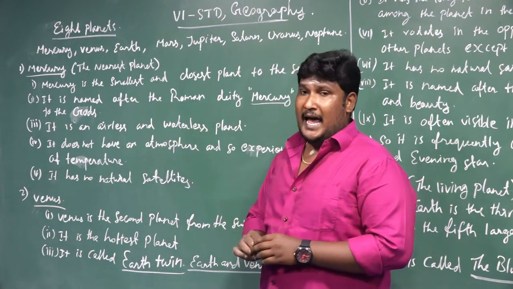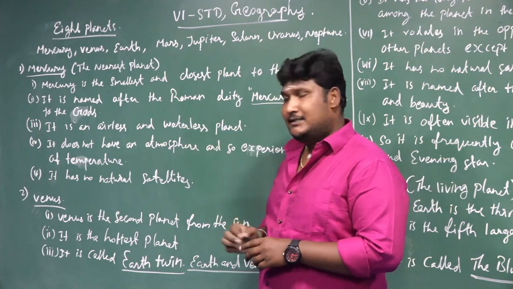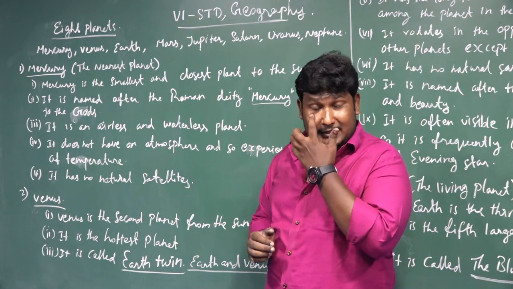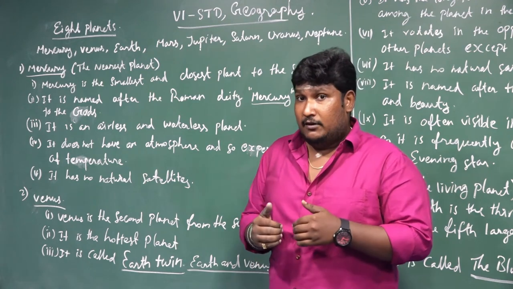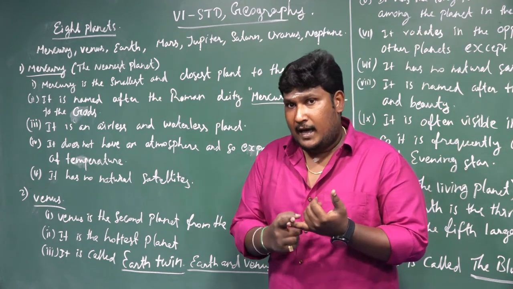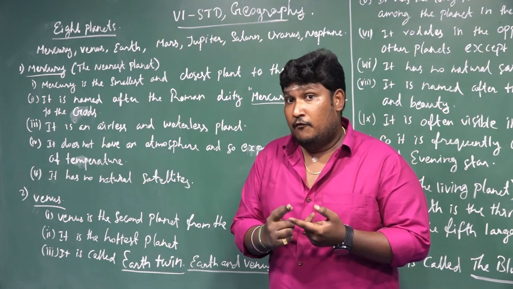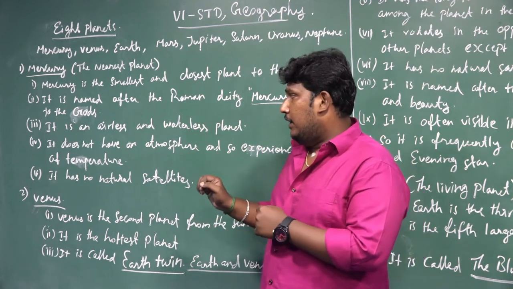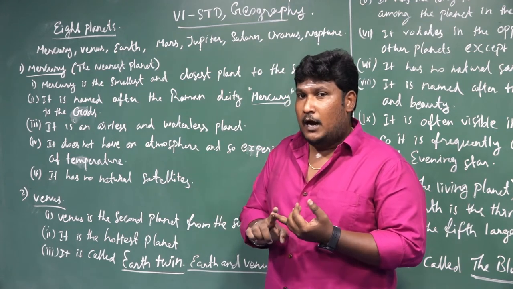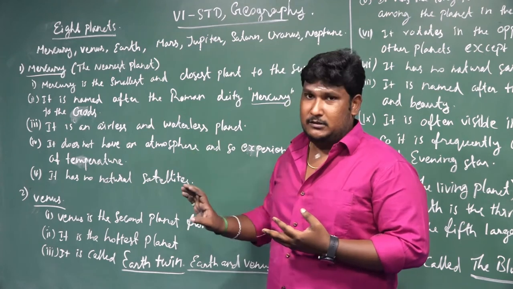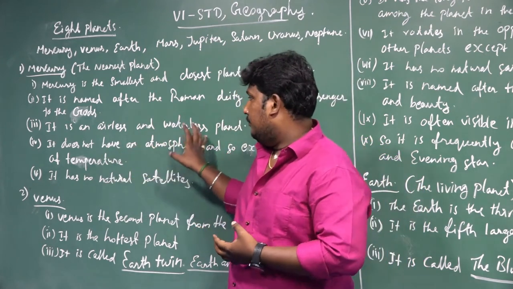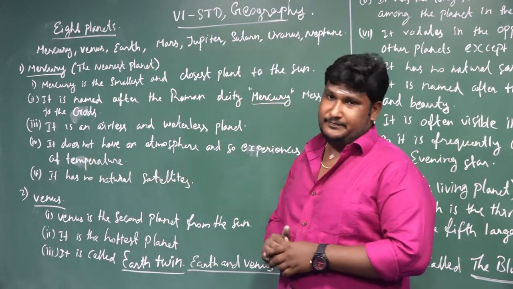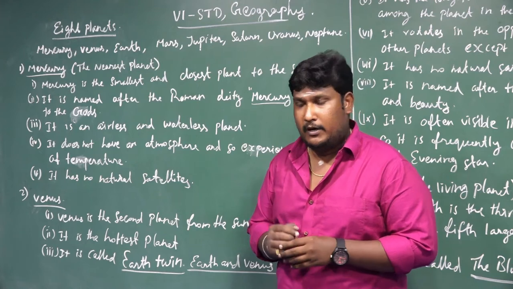It is an airless and waterless planet. Why are we saying airless and waterless? On the Earth, where we are living, we have air, water, land, forest and every atmosphere. But on Mercury there is no air, no atmosphere and no water. So we call it an airless and waterless planet. It does not have an atmosphere.